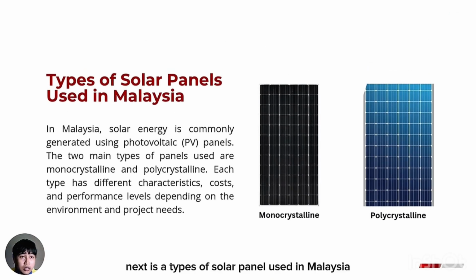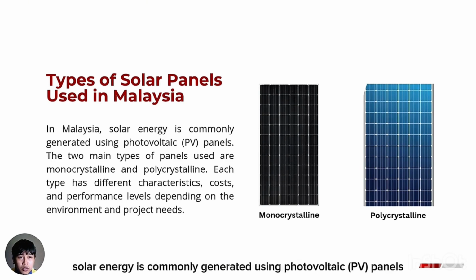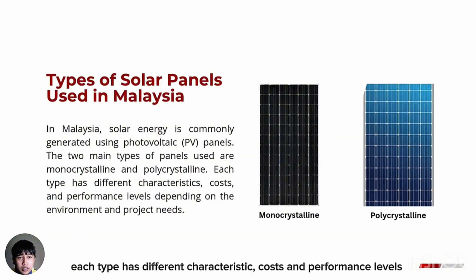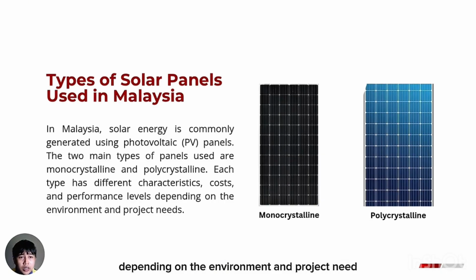Next is type of solar panel used in Malaysia. In Malaysia, solar energy is commonly generated using photovoltaic PV panels. The two main types of panel used are monocrystalline and polycrystalline. Each type has different characteristics, cost, and performance level depending on the environment and project need.